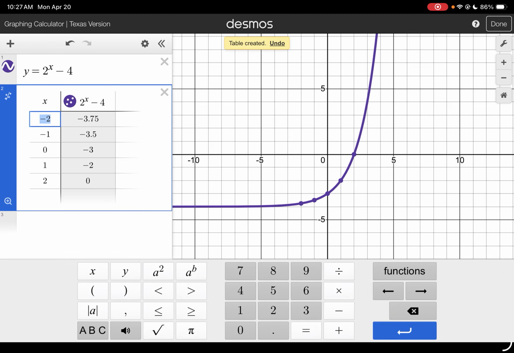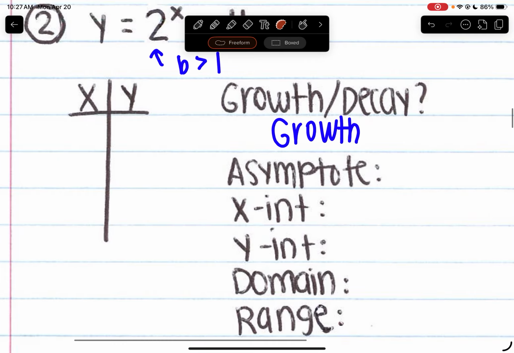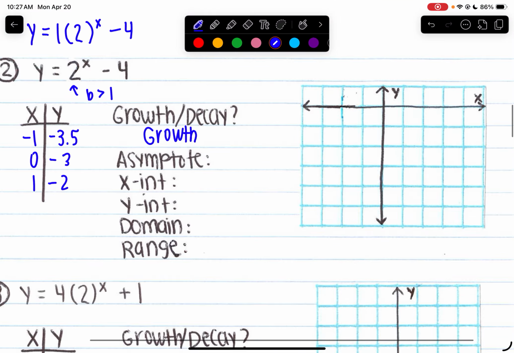So I'm going to plot the points that I feel like are the easiest here. So maybe we'll do these 3: -1, -3.5; 0, -3; and 1, -2. Now, you don't have to pick these points. You can pick a different point if you want. These are just the 3 points that I'm choosing. And the reason why we're doing 3 points is it kind of gives us a good image of what this curve looks like. So -1, -3.5; 0, -3; and 1, -2.